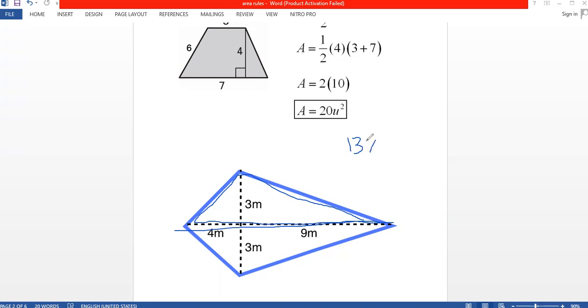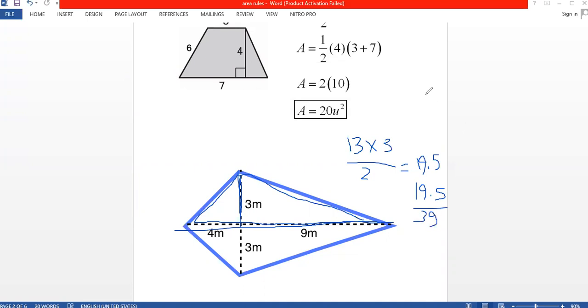Multiply the height, which is 3. This is the height. And divide by 2 because it's a triangle. 13 times 3 equals 39. 39 divided by 2 equals 19.5. So in this case, we don't need to find the area of the down triangle because it's congruent to the up triangle. So it will also be 19.5. Now, if we add them, we get 39.